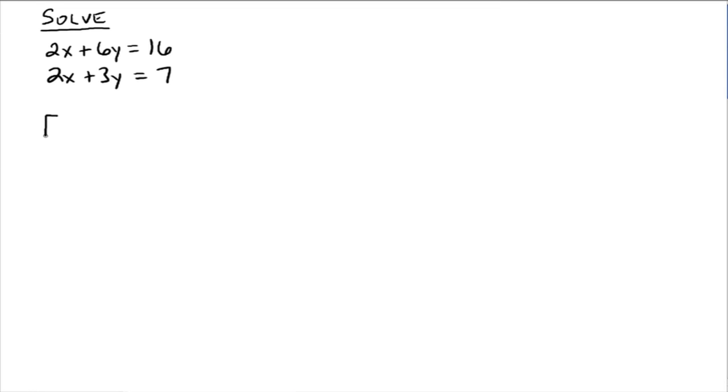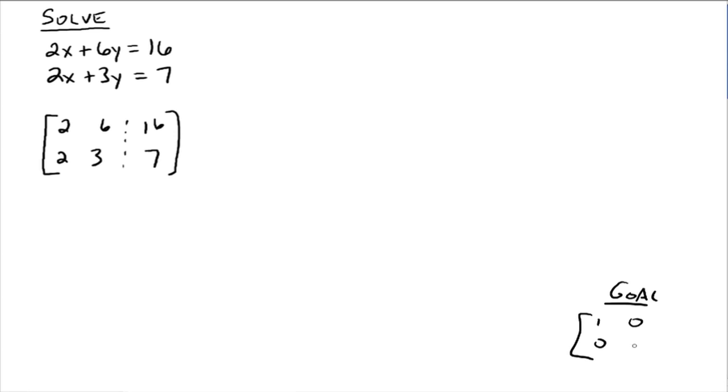So we always start by writing the augmented form. So 2, 6, 16, 2, 3, and 7. And remember our goal, 1, 0, 0, 1, P and Q. If you forget your goal, you're going to get lost.